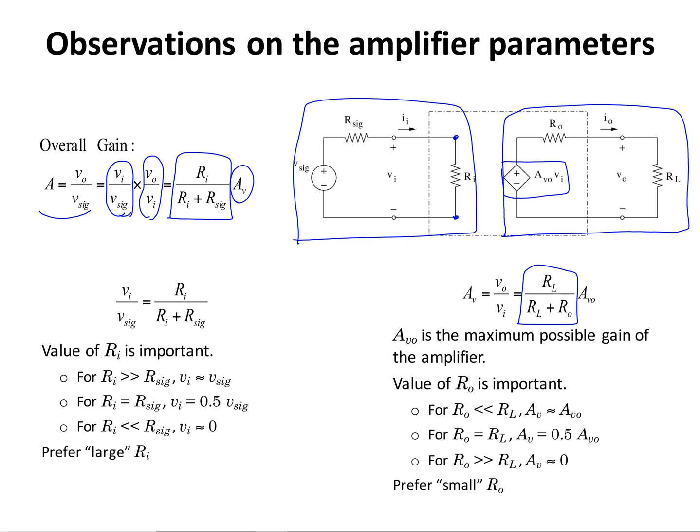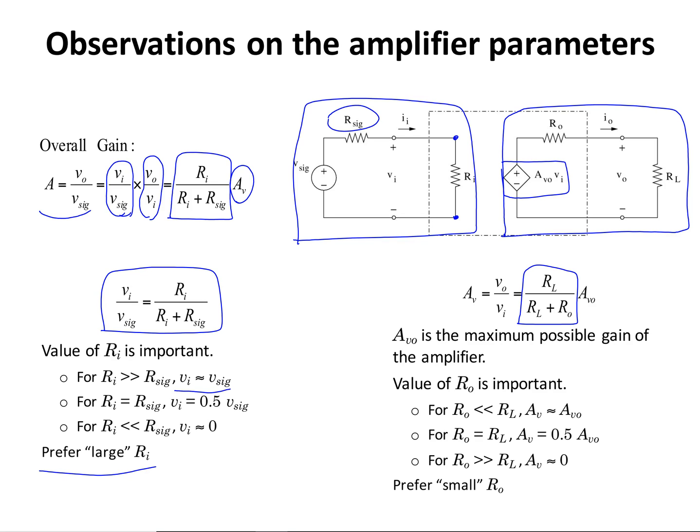So we studied the effect of output resistance and input resistance of a voltage amplifier at the beginning of this course, and there you saw that we would like to have a large input resistance for our amplifiers compared to the signal resistance, because in this equation, if Ri is much larger than R signal, then Vi and V signal are almost the same.